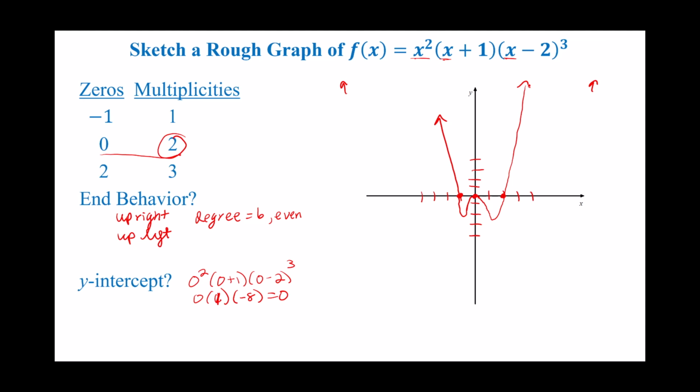That does match the end behavior that I already said it would be. Up on the right, up on the left. We have our intercepts there. And looking at the multiplicities, our odd multiplicities, we cross through the x-axis. And the even multiplicity, we touch the x-axis, bounce, and turn around.